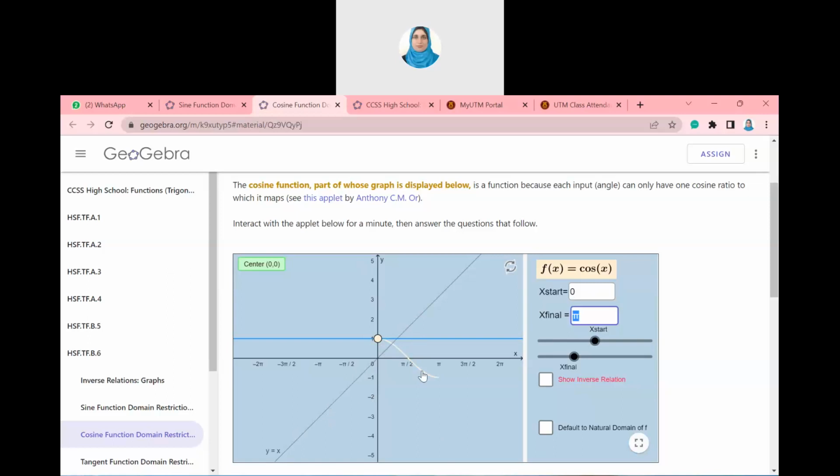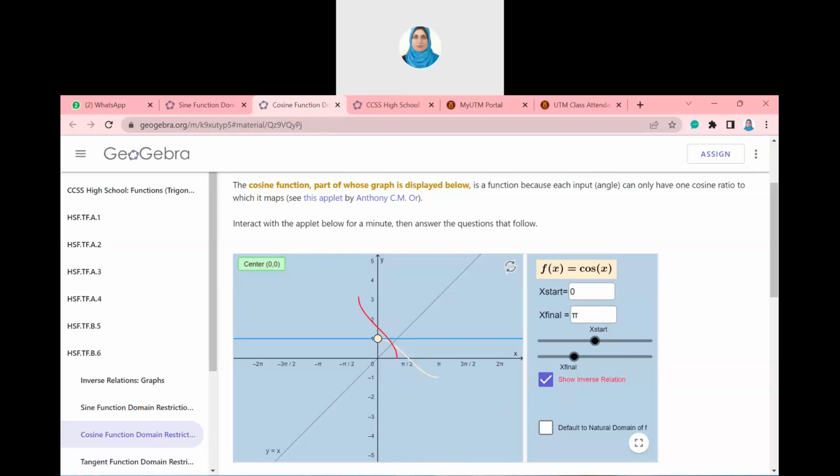Now the graph becomes one-to-one. From 0 to pi, the graph of the cosine becomes a one-to-one function. So if I need to show the inverse, when we reflect over the line y equals x, this is your graph from 0 to pi.